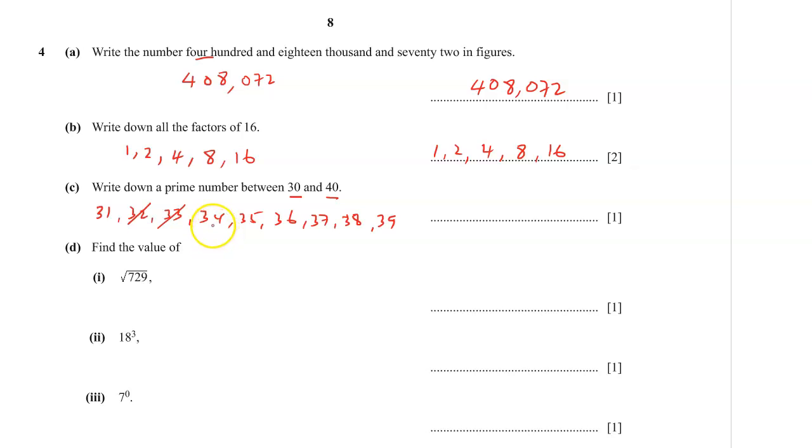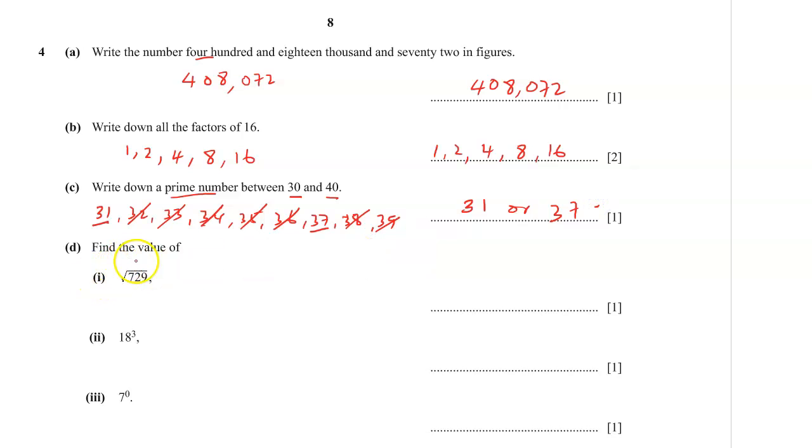34 divided by 2, you can get 17. That's not a prime number. 5 times 7 gives you 35. That's not a prime number. 36, 6 times 6 gives you that, not a prime number. There's no number to multiply to get 37, so that's a prime number. 38 you can divide by 2. 39 you can divide by 3. So they are either 31 or 37. Write a prime number. You can write either 31 or 37.